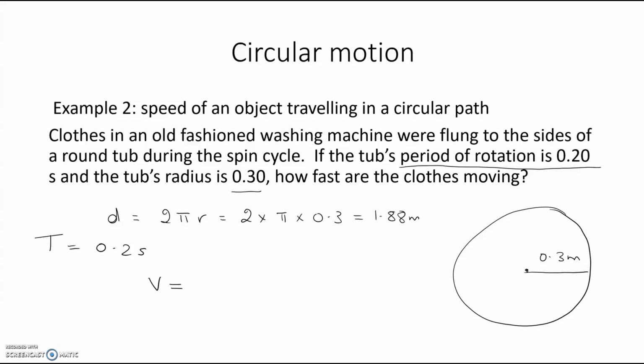The v is going to be the distance divided by the time that it takes, the time period. So that's the distance we worked out over here, 1.88 divided by the time that it takes to go around, which is 0.2 seconds, which will give us 9.4 meters per second if we've approximated to two significant figures.